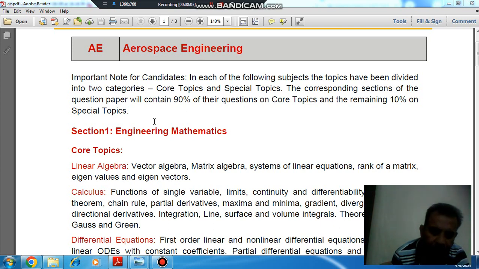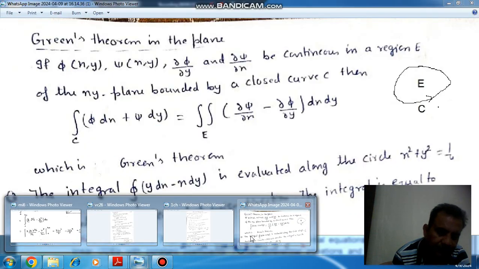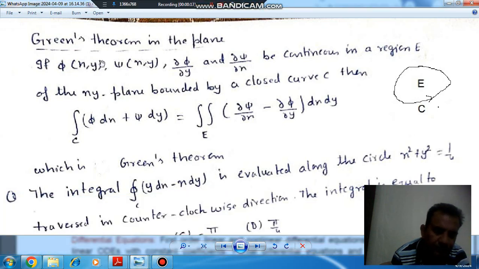Hello, welcome again. We are covering the GATE Aerospace Engineering syllabus. Section 1 is Engineering Mathematics and the topic is calculus. In this, the subtopic is surface integral, and in surface integral, the next article is Green's theorem in the plane.